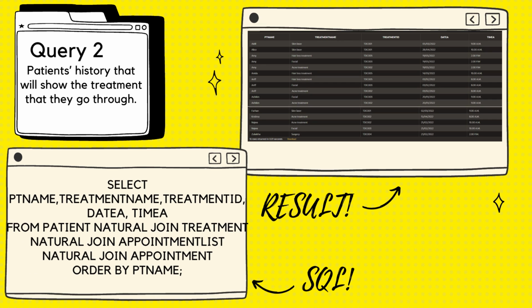Next, I will explain about query 2. The query is about patient history. It will display the information of the treatments that the patient has gone through. It will show important details like the treatment name, date, and also time.